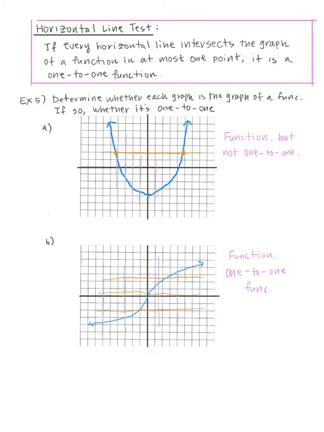Func means function. Now let's look at part C. Given that graph, let's determine whether that graph defines a function. If so, let's determine whether it's one-to-one. All right, so what do you think? Is this a function? I don't think it is, because it fails the vertical line test.